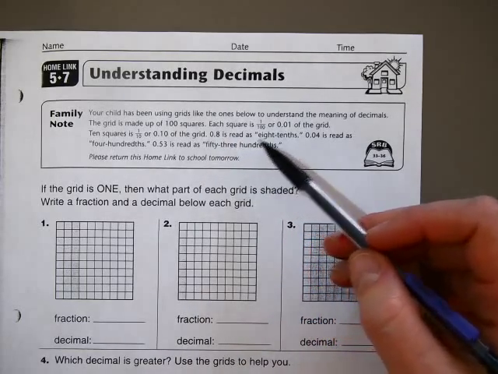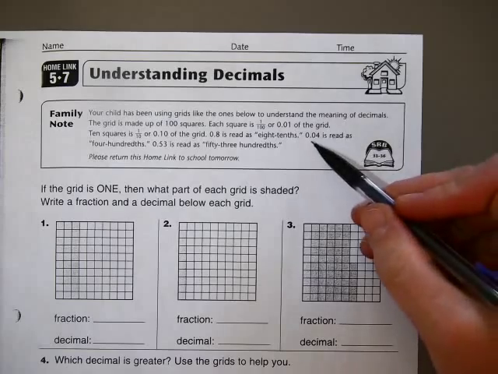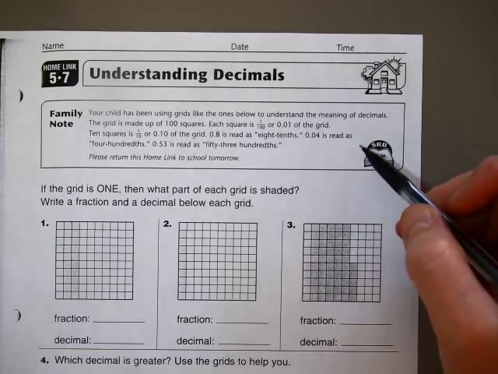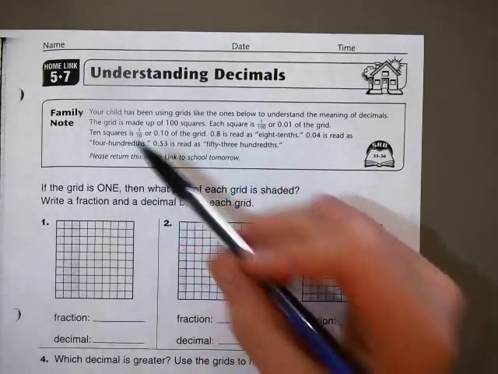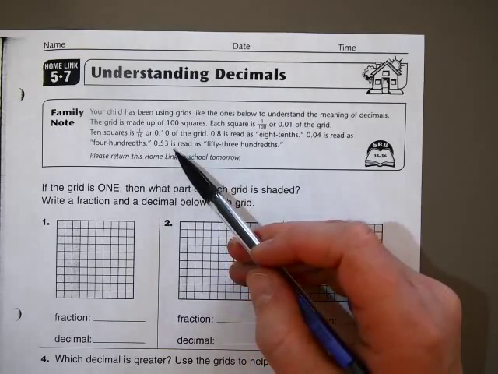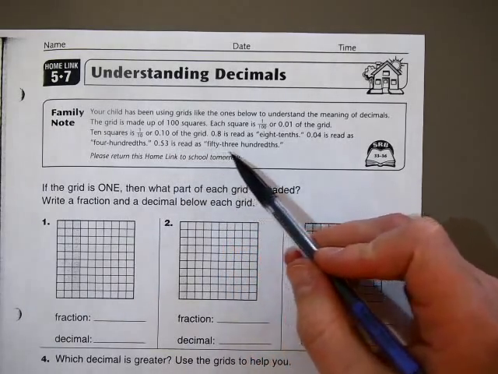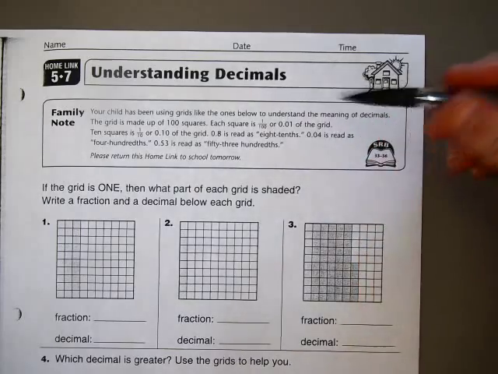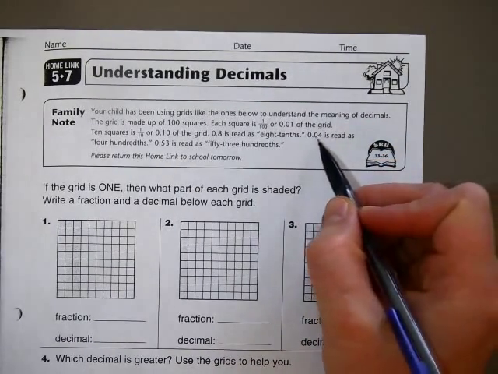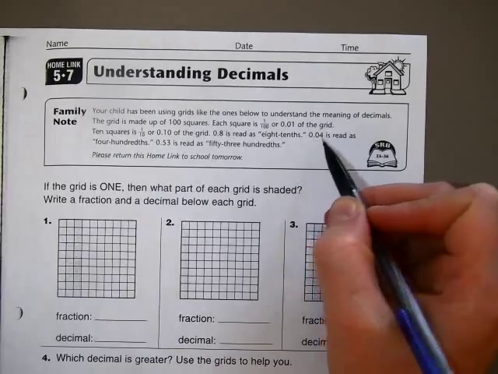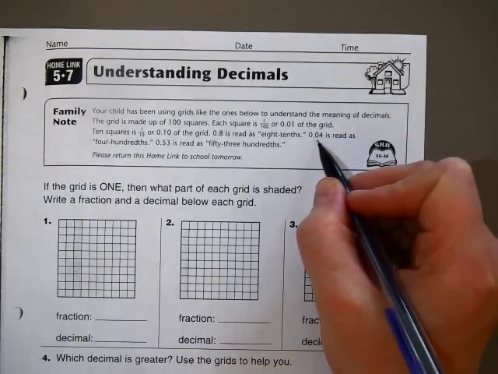0.8 is read as 8/10ths. 0.04 is read as 4/100ths. 0.53 is read as 53/100ths. Students are most familiar with the way this looks in terms of money, and this is how I've tried to help them think about it.